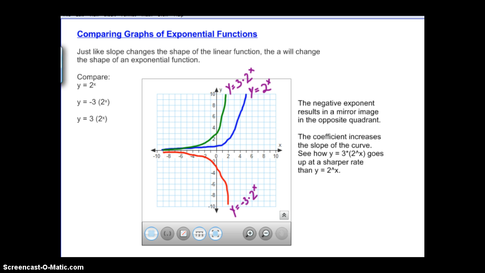The same way, if I change the coefficient to a negative number, like -3 instead of +3, that's going to be an exact mirror image of the green graph. Now, I know my graph doesn't look like an exact mirror image, but it would be if you could draw it perfectly.